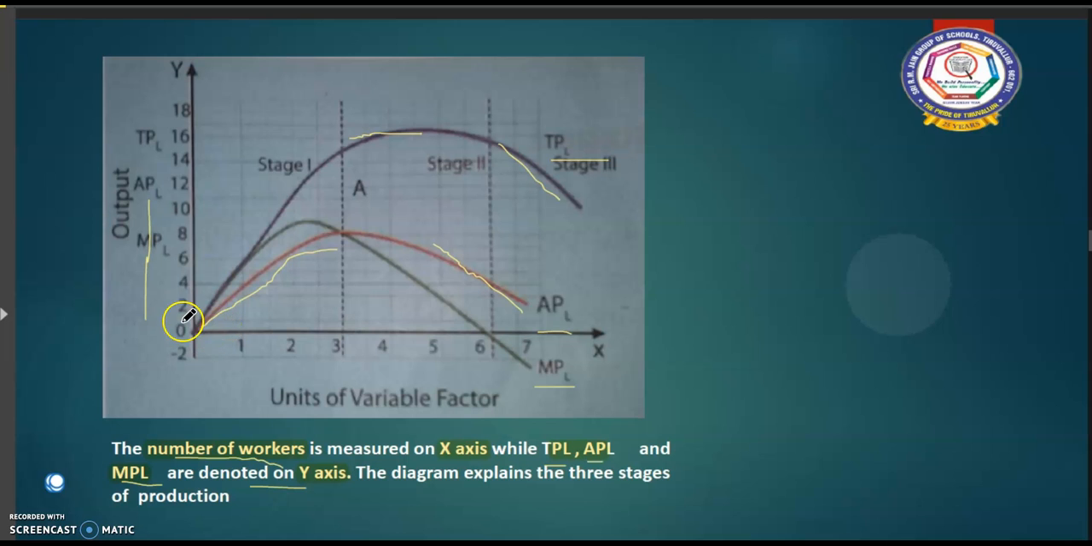If we move to MPL, that is marginal product, at the beginning it increases, then reaches a maximum in the stage 1 and starts to decrease. And in stage 2, it continues to diminish and becomes equal to 0. And then it becomes negative.